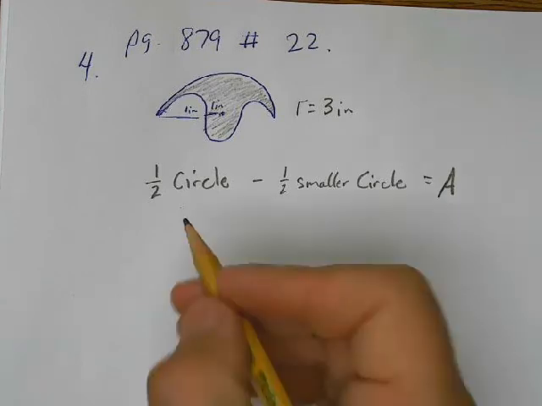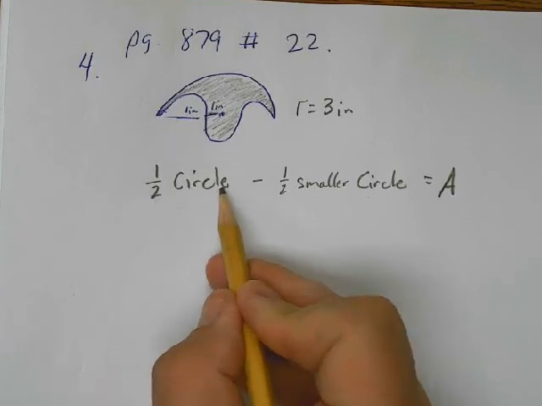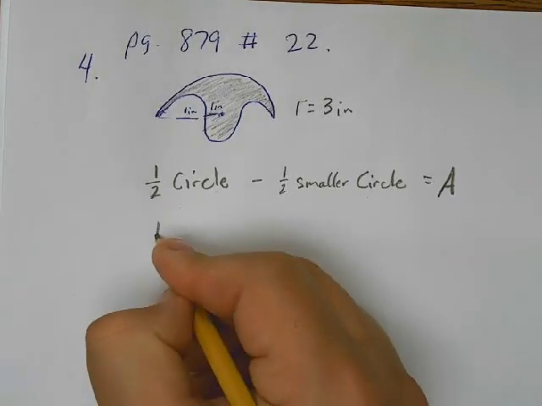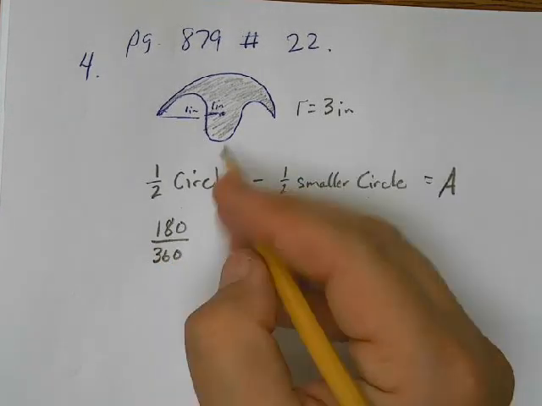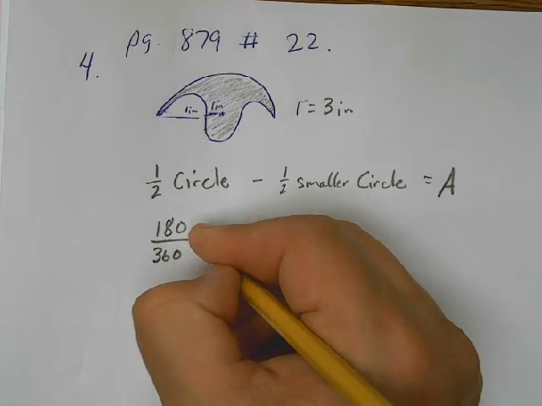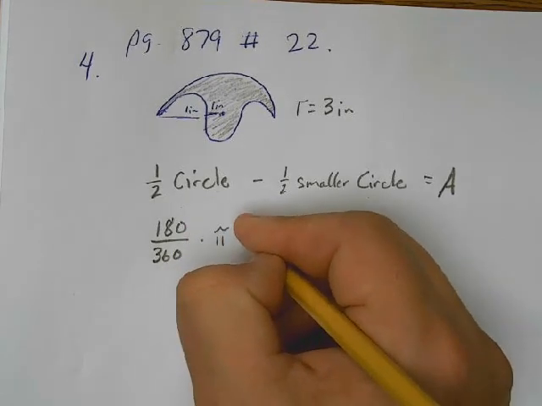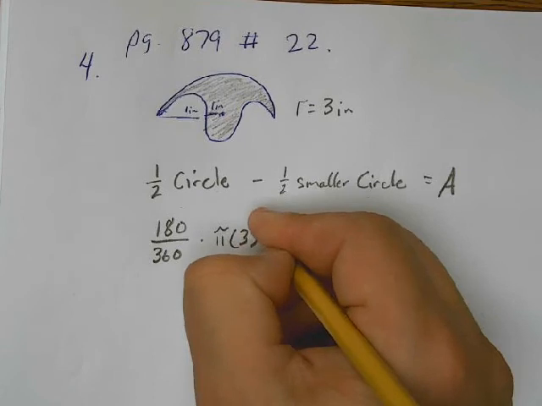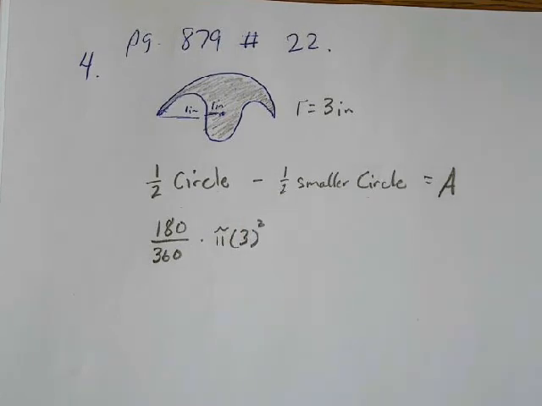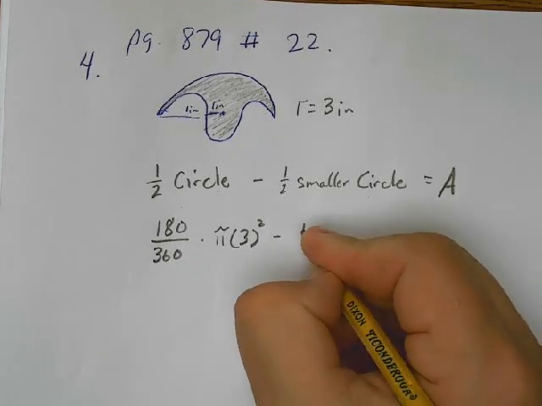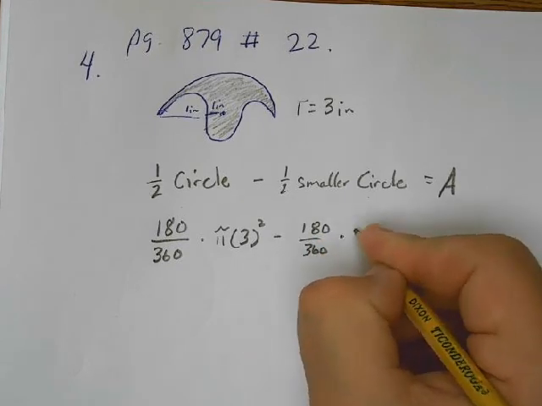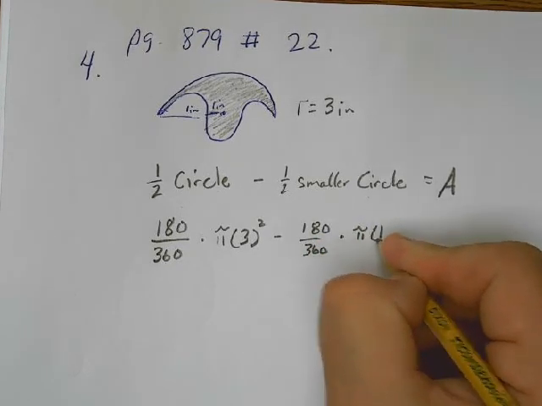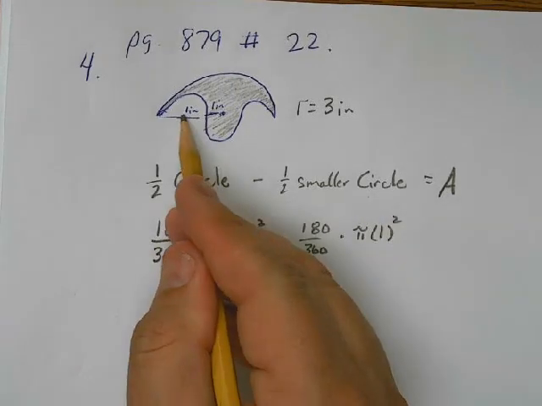All right, so let's first of all take care of the area of the half circle. So that's 180 degrees, as we know, a semicircle, and then that's times pi r squared, and our r is 3. So that's going to be 3 squared. And then the area of the smaller one is just the same thing, 180 degrees, times pi 1 squared, because this is a 1 for the radius.